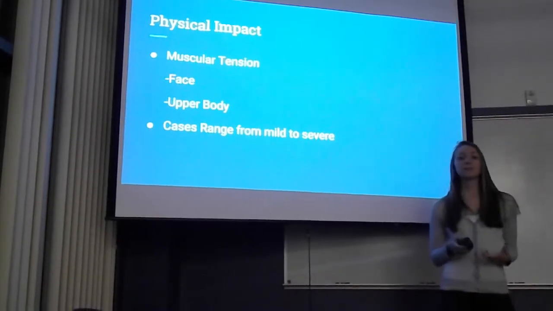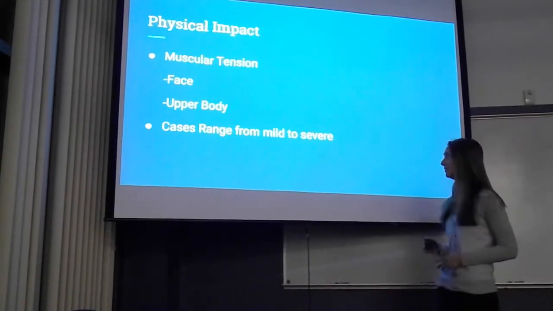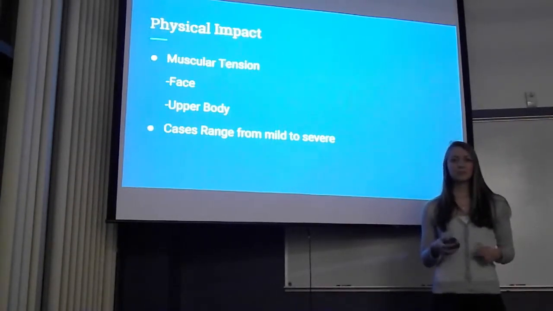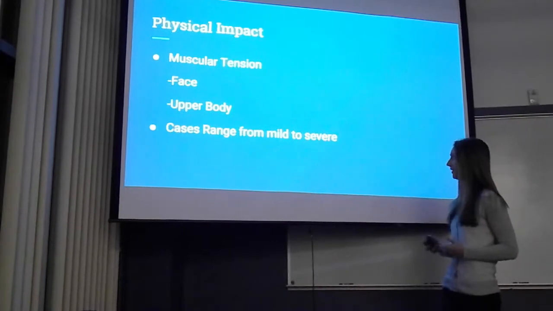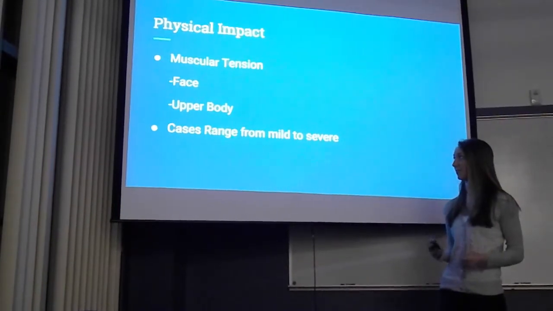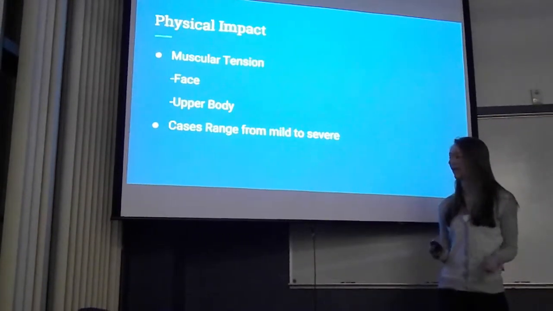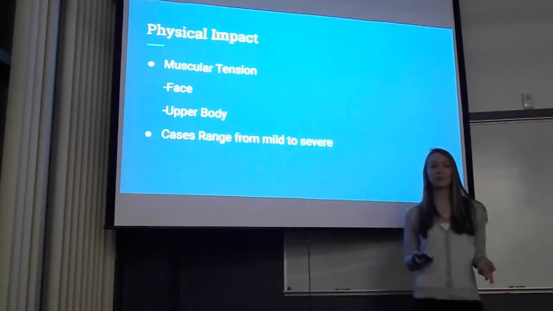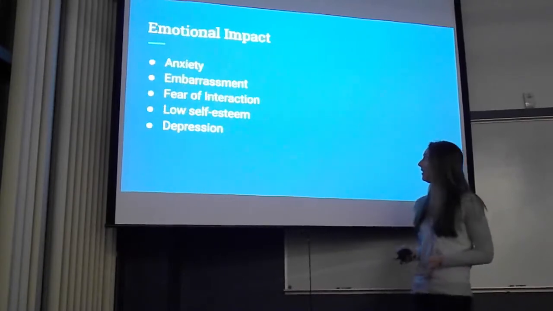The physical impact of stuttering involves muscular tension, usually in the face or upper body, and it makes the person really tense, and it makes speaking more difficult. The more tense they get, the more issues they usually have with their stuttering. And this can range from mild to severe. So some people don't have issues with this really at all.